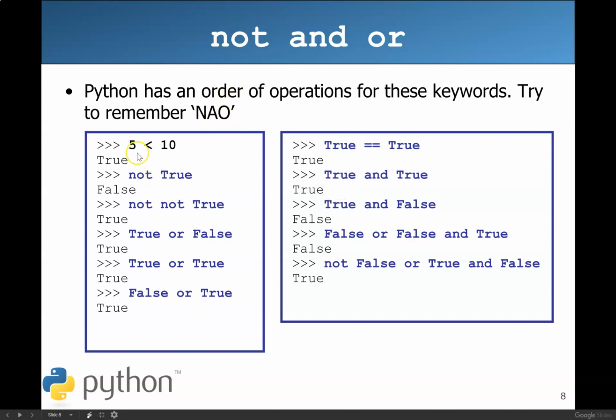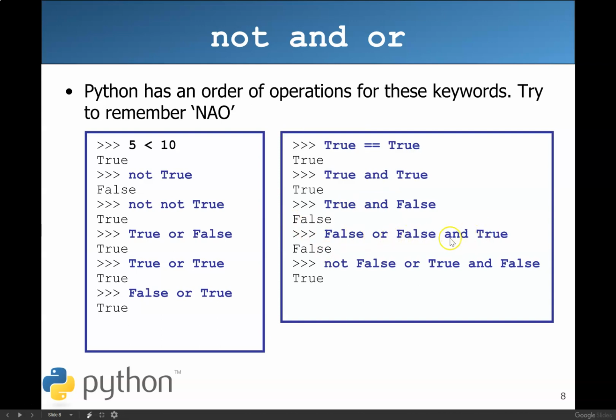So 5 is less than 10, that's true. Not true means the opposite, false. Not not true, well, it's going to do this one first, so not true is false, and then not false is true. True or false is true, true or true is true, false or true is true. True equals true, also true. True and true is true, true and false is false. Remember, with and, both have to be true.